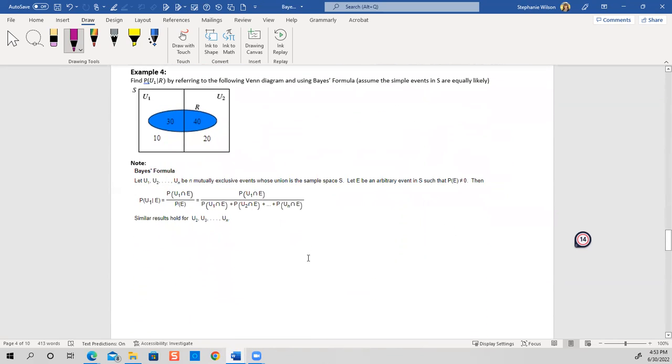Example 4 says that we have two groups. Okay, so we have a whole entire sample. It's called S. We get the whole thing. And then we have two groups, U1 and U2. So we're going to use the Venn diagram and we're going to use the Bayes formula. We're going to assume that simple events in S are equally likely. We're going to solve for where in that group 1 R occurs. Okay, so we have these formulas that we're going to use. Let me, right here, I've got it written down for you.